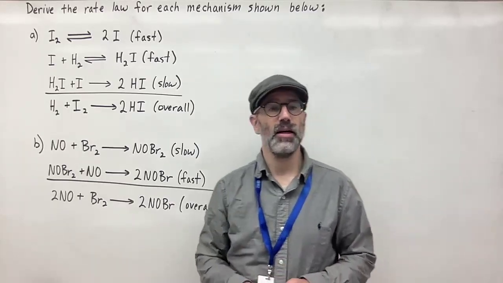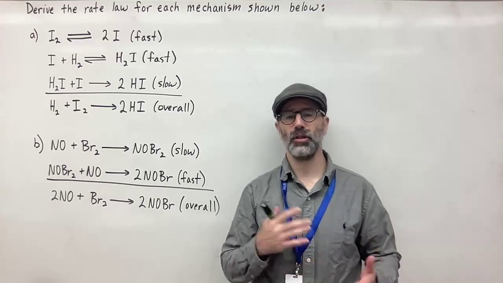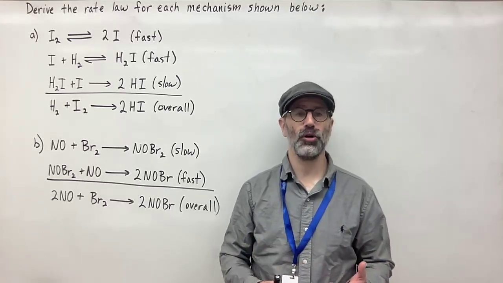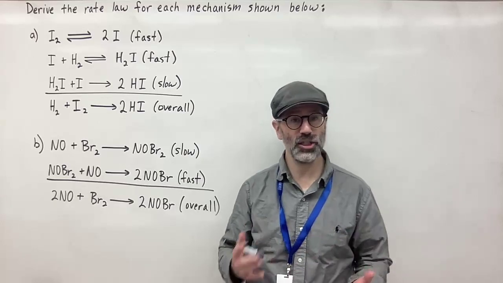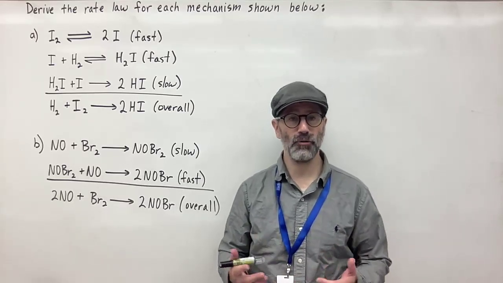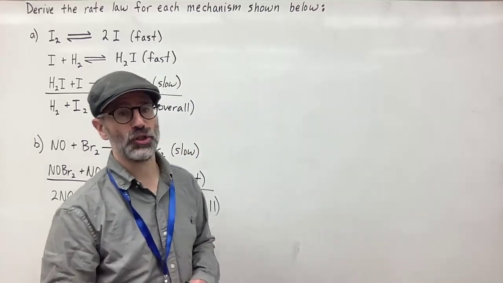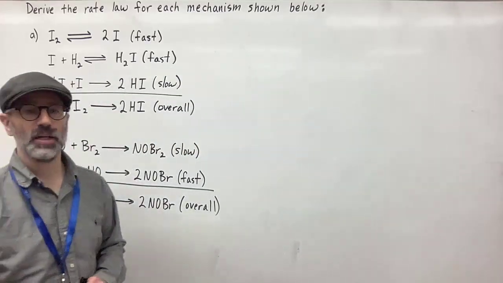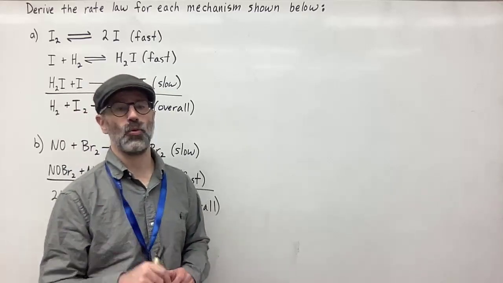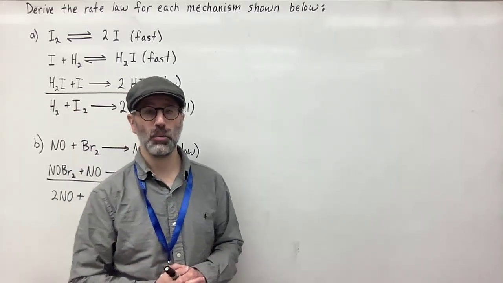For this video, we're not going to be given any experimental data or anything like that, but I will go over the strategy that you want to use when you're trying to derive the rate law from the mechanism. The first thing you want to do is look for the slowest step, because the slowest step is going to be the rate determining step. It's the one that's going to determine what the rate law is going to be.